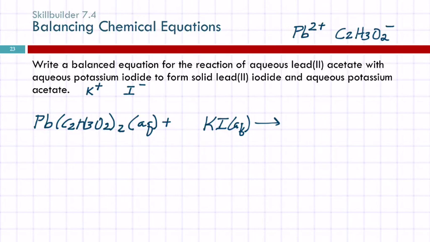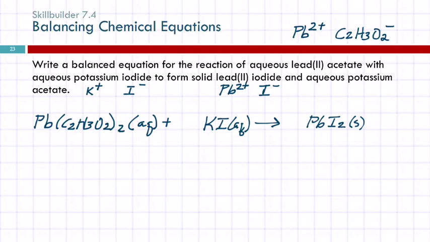To form, there's my arrow. And now I've got lead 2 iodide. Okay, we already saw lead 2. He was Pb2 plus. And we already saw iodide. And that's convenient. So based on the charges, I need PbI2. And it says that's a solid. And the other product is aqueous potassium acetate.